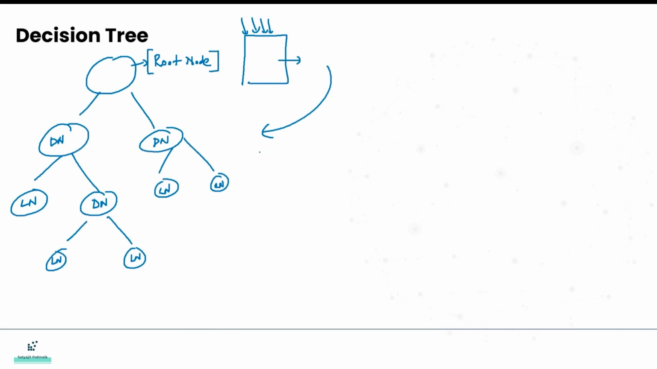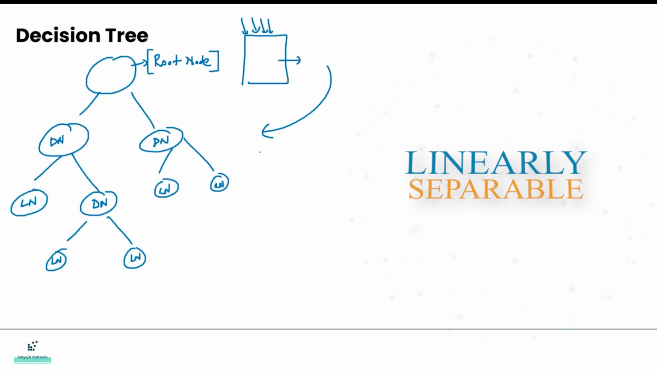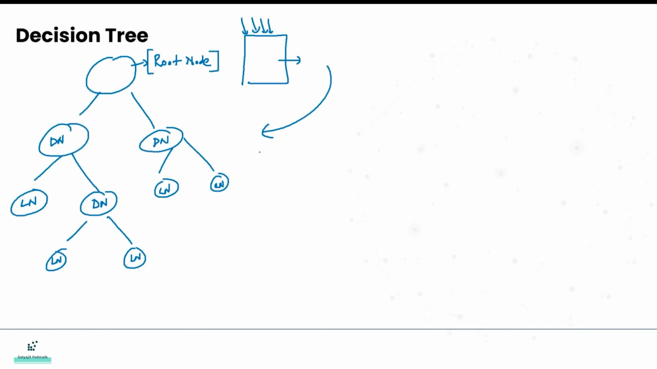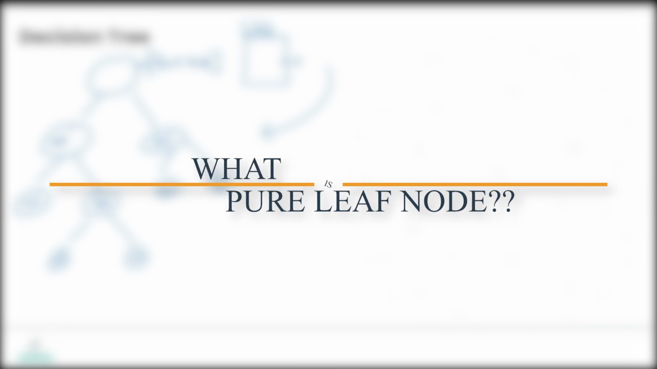So, decision trees are used when the data is not linearly separable. It is a binary tree that recursively splits a dataset until we are left with pure leaf nodes. What is the concept of a pure leaf node? We'll take another example to understand that.